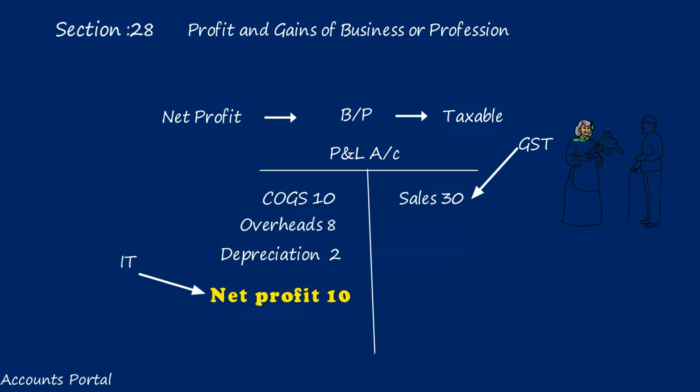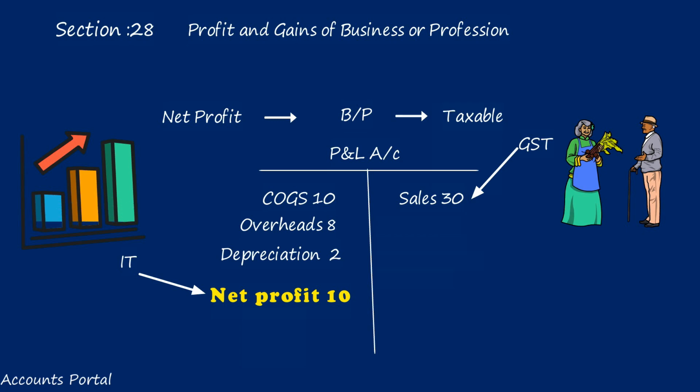Dear students, what is the difference between GST and income tax? GST will be applicable on sales, but in income tax, the net profit of a business or profession will be taxable. Means all the expenses incurred for the purpose of earning income will be allowed as a deduction, and the net profit that your business or profession generated for you is going to become your taxable income. What is taxable? Net profit. But this net profit will trouble you.